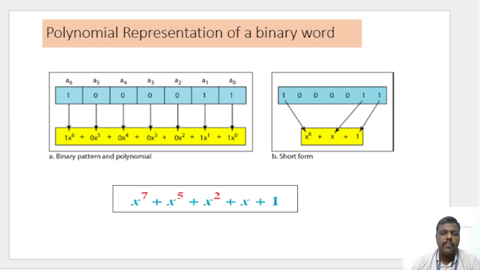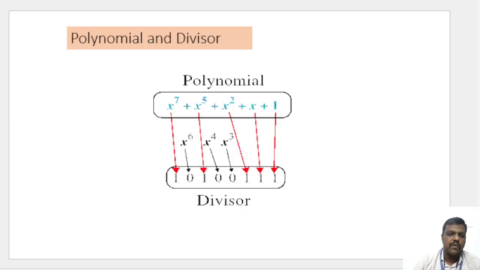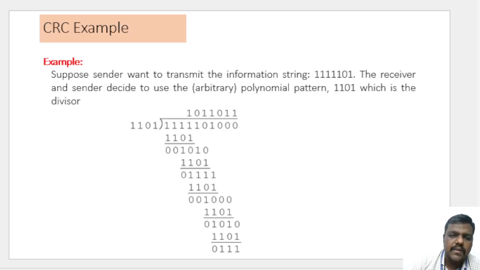So this is a simple polynomial representation. If you have a polynomial with terms x power 6, 5, 4, 3, 2, 1, we put the value 1 for those, and if there is no term, we put the value 0. So this we know, right? So polynomial as well as a divisor. For x power 6, 4 and 3, if we don't have any values there, we mark them as 0.